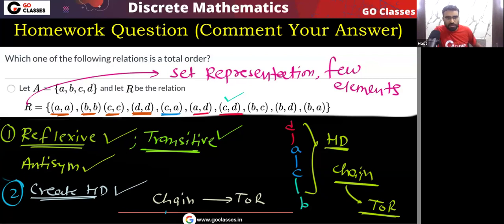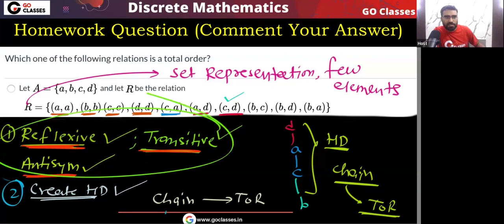Anyway, remember: check reflexive, transitive, antisymmetric. Don't forget to check these properties. Once these are done, it means it is a partial order relation. Now create the hash diagram. For every partial order relation, you can create the hash diagram. If your hash diagram is a chain, then it is a total order relation.